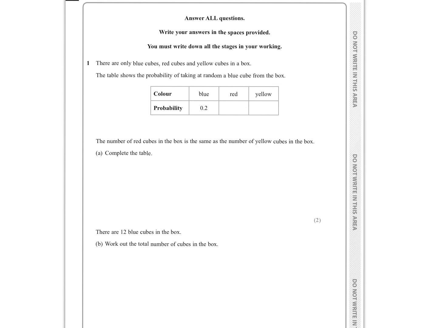Question 1. There are only blue cubes, red cubes and yellow cubes in a box. The table shows the probability of taking at random a blue cube from that box. The number of red cubes in the box is the same as the number of yellow. We have to complete the table. Well, the probabilities here must all add up to 1.